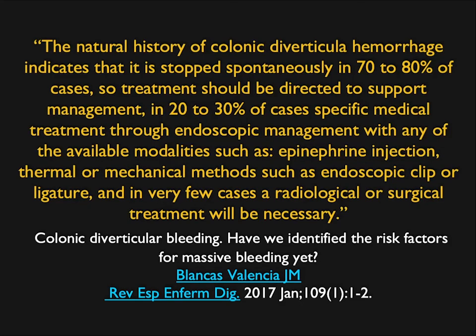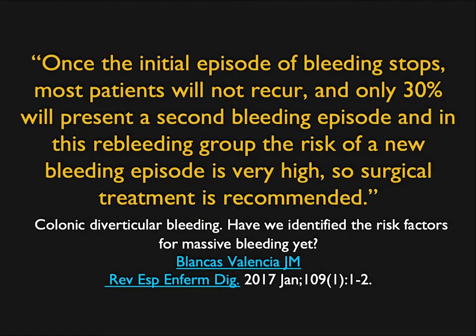In this article by Blancos Valencia, The Natural History of Colonic Diverticular Hemorrhage indicates that it stops spontaneously in up to 80% of cases. So treatment should be directed to support management. In 20 to 30% of cases, specific medical treatment through endoscopic management with epinephrine injection, thermomechanical methods such as clipping or ligature, and in very few cases a radiologic or surgical treatment will be necessary. So again, we recognize that in most cases patients are managed conservatively, but not every single case.